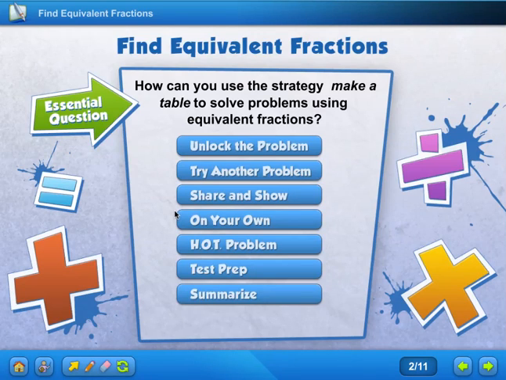Hi everyone, we are on lesson 6.5. That is page 243 in your colored math book. Today we are going to try to find equivalent fractions. And we've already done this, finding equivalent fractions. If you remember, equivalent fractions means fractions that are equal. So the question asks, how can you use the strategy make a table to solve problems using equivalent fractions? All right, let's see what they're going to make us do.